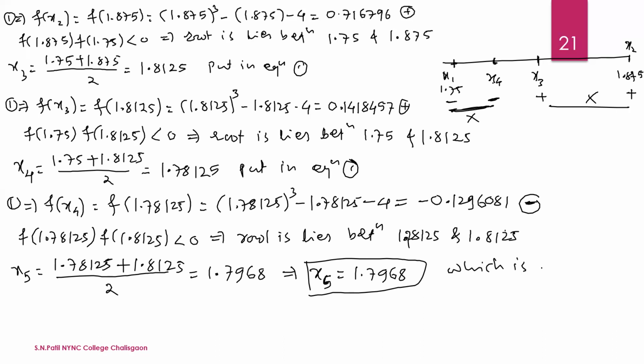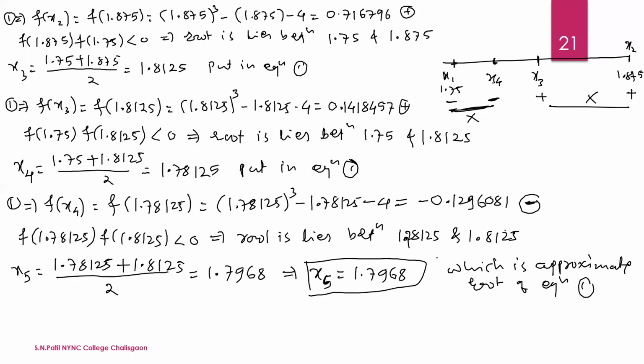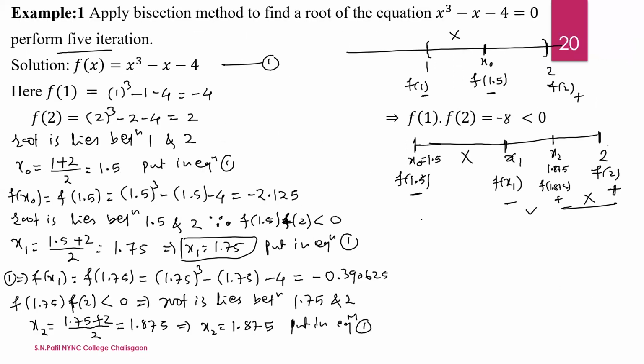the approximate root of equation 1. Now see, in equation 1 it is clearly mentioned to do 5 iterations. So go up to 5 iterations. So this is the fifth iteration. So this is the approximate root of equation number 1, using the bisection method.